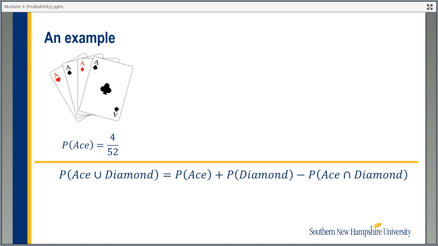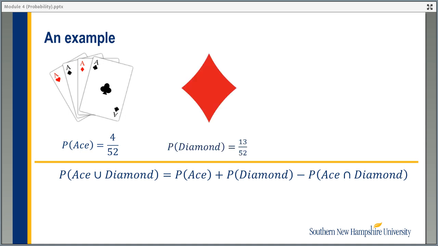So we know that we're going to need to find the probability that we get an ace. Since there's 4 aces in a deck of cards and 52 cards in total, we need to divide these to get the probability of getting an ace.